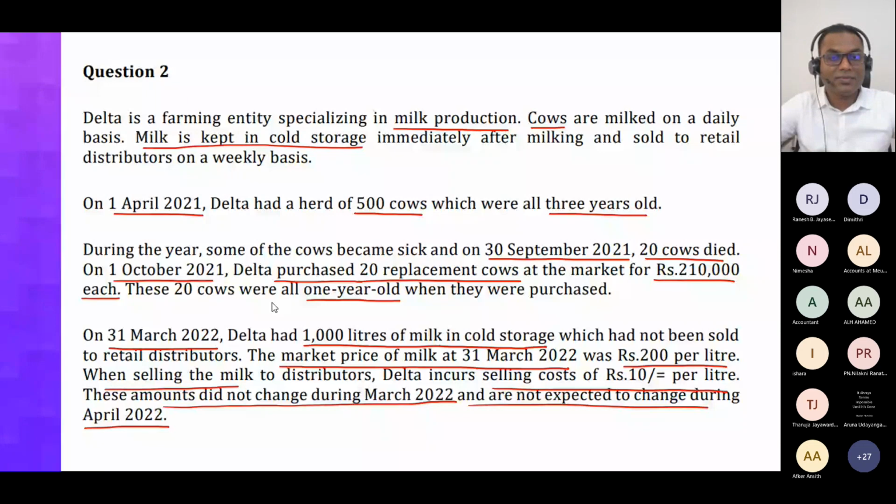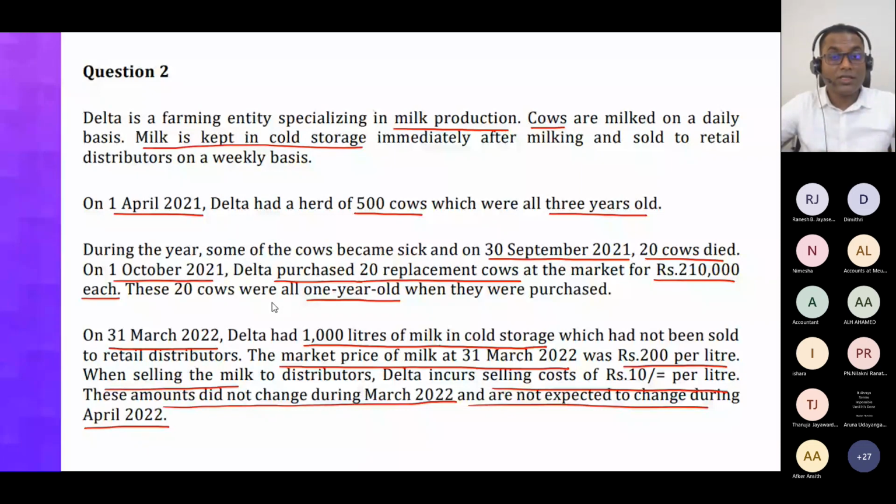You have cows, biological asset. That has to be recognized. Biological asset is actually a non-current asset. On the other hand, at the end of the year, the last para says you have 1,000 liters of milk. That would become initially the agricultural produce and thereafter the inventory. Inventory is a current asset. These two are to be there in the statement of financial position. Are we clear?